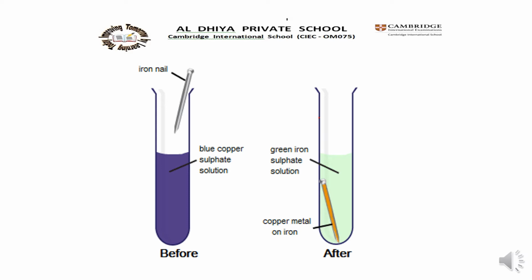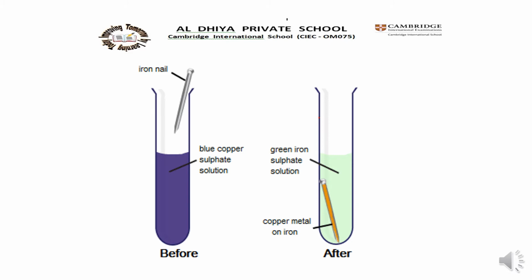Now the nail looks a different color. Okay, it has become a copper color. What has happened here? The iron nail has become coated with the copper. Iron is more reactive than copper, and it has pushed out the copper from the copper sulfate solution and has reacted to form iron sulfate.